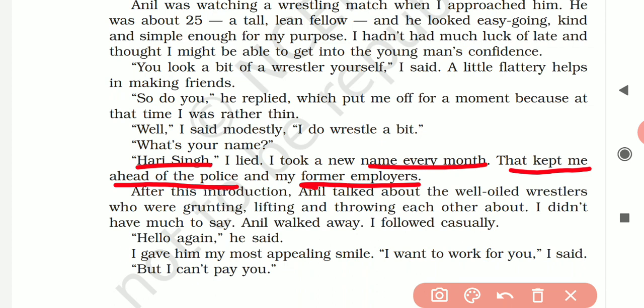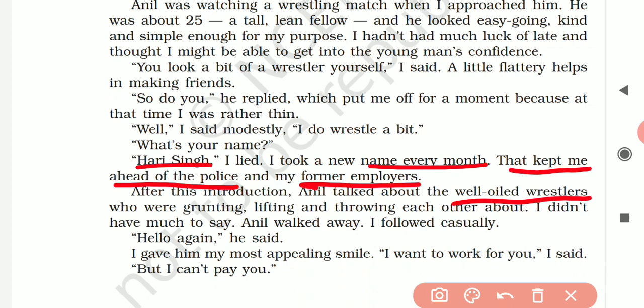I didn't have much to say. Anil walked away. I followed casually. After this introduction, after this casual talk, what happens? Anil talked about the well-oiled wrestlers. It means Anil takes a little bit of interest in wrestling. He enjoys watching it, and he talked about the well-oiled wrestlers.